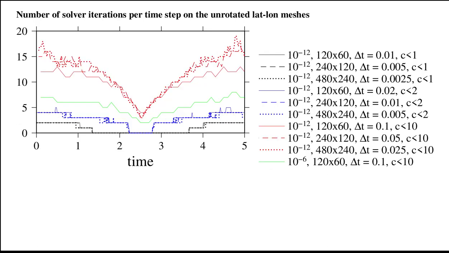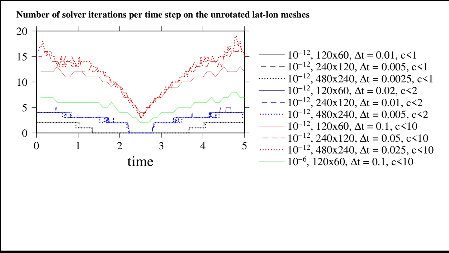Using implicit time stepping, it's important that the number of solver iterations does not scale with the current number. The number of solver iterations should increase slower than the current number. Otherwise, there's no point in using it. You might as well just take fewer time steps.